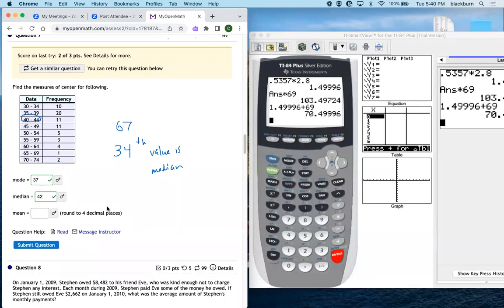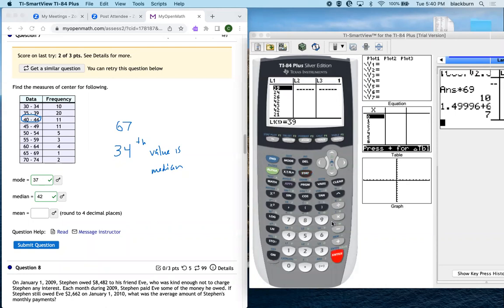So let's figure out how to do this kind of chart in our calculator. First of all, the data has to be the 40, the 32, 37, 42, 47. So when I go to stat and I go to edit, now I'm going to go up here, hit clear, enter. Now I'm going to enter those data values, 32, because that's halfway between 30 and 34, then 37, then 42, 47, 52, 57, 62, 67, and 72.